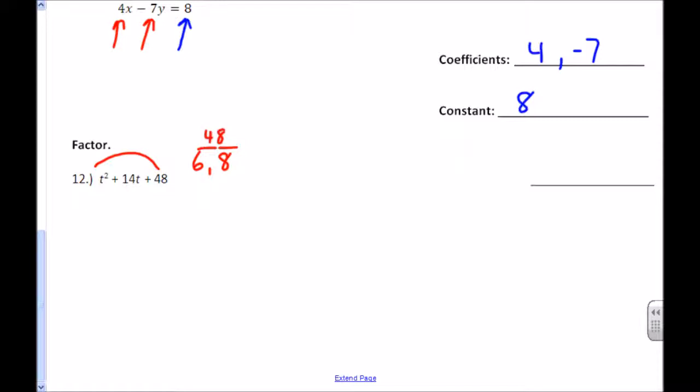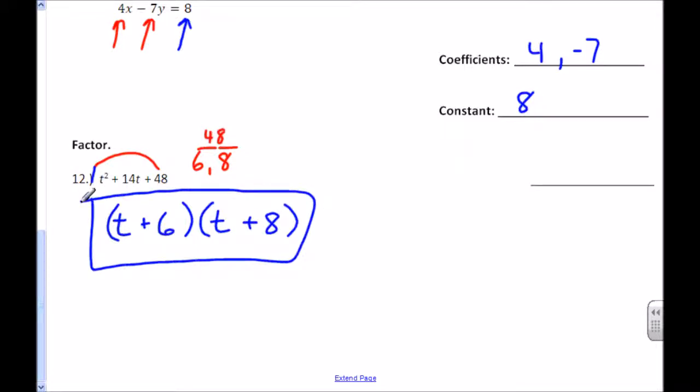And then with this one, since there's a 1 in front of the t squared, I can use my shortcut. So I can go right to the two factors. It's going to be t plus 6 and t plus 8. Okay, using the two numbers that I came up with. And that's it.